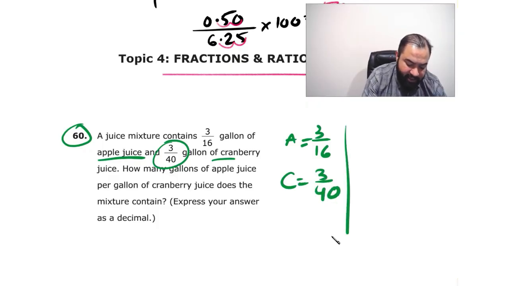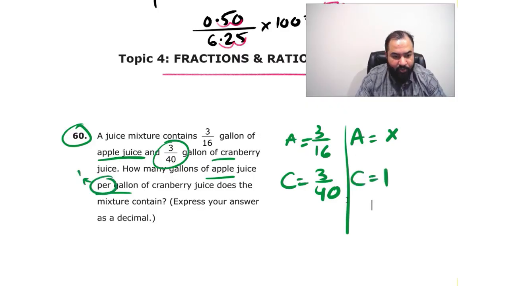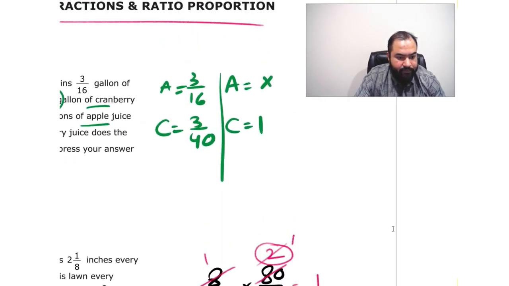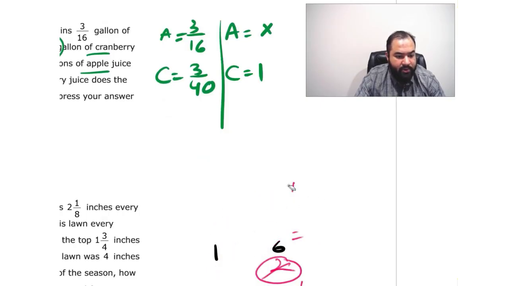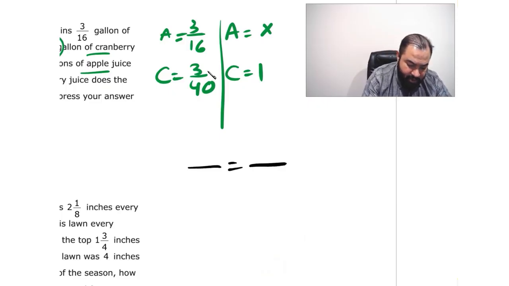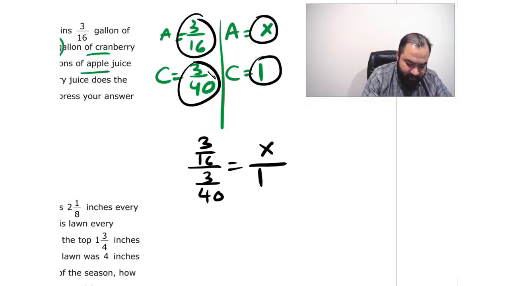Now it says how many gallons of apple juice. So I don't know how many gallons of apple juice per gallon of cranberry. Per means 1, so 1 gallon of cranberry. So I can just set up a proportion easily, right guys? Just set up the proportion. So 3 over 16, that's the apple, over the cranberry, 3 over 40, and here x over 1. So x over 1 is just x.